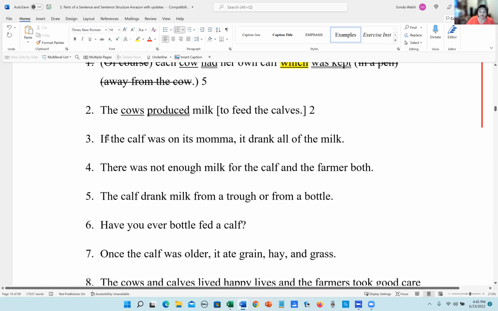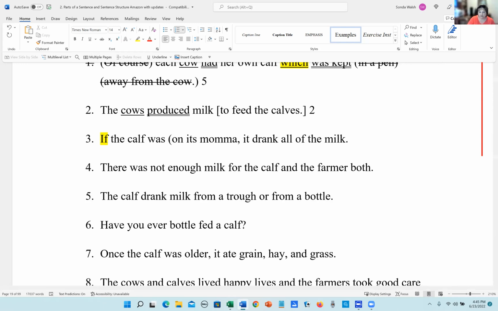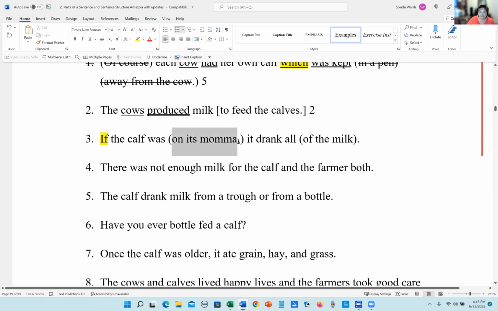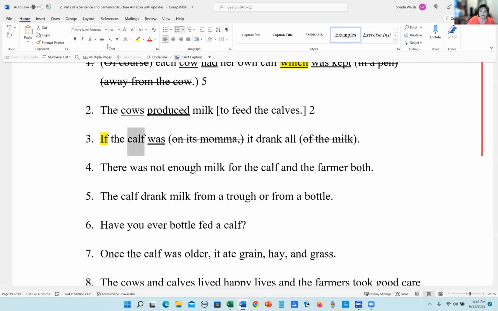Number 3, here we have an "if." That is a subordinating conjunction that tells me I'm going to have probably 2 sets of subjects and verbs. So here "on its mama" is a prepositional phrase, and "of the milk" is a prepositional phrase. So I am going to strike through that. Now, what are my verbs? "Was" is a verb. I'm going to underline that and ask myself what was on its mama, the calf. So that is the subject.